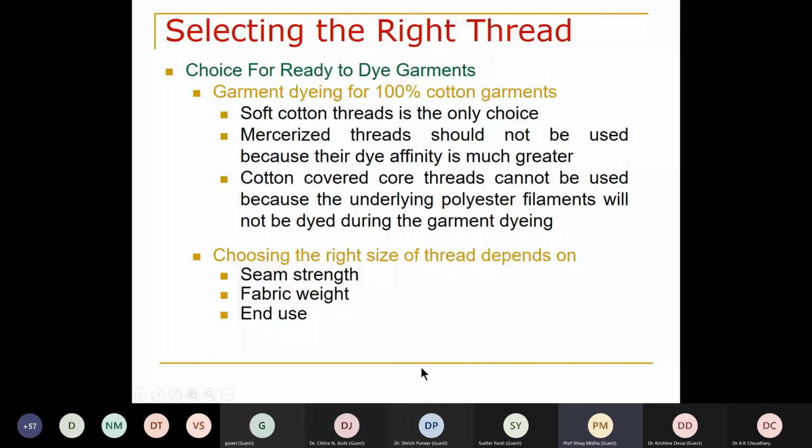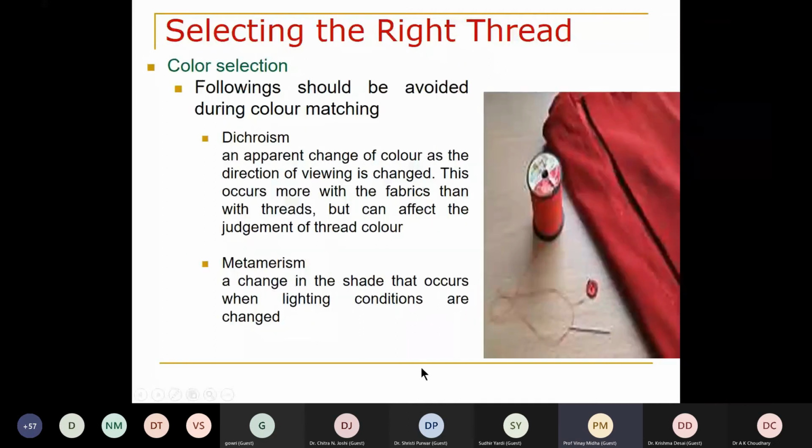Then for color selection also, these two things must be avoided. First one is dichroism, which is an apparent change in the color when the viewing angle is changed. When we look at the garment from one angle, the color is different, and when we look from the other angle, the color is different. This normally happens with fabrics, and it can be minimal in the case of threads because they are very small in quantity and size. But when the selection of the sewing thread and its color matching is being carried out, it should be appropriately selected.